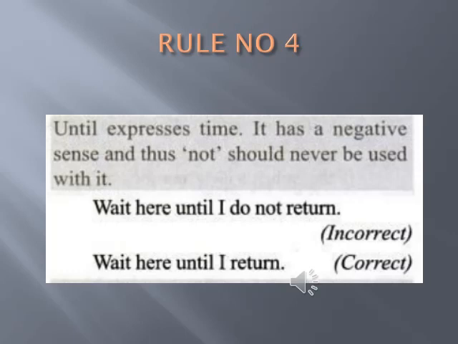You can use even till in place of until. Both have the same meaning, but the difference is in spelling. In the case of till, T-I-double-L. In the case of until, U-N-T-I-L.